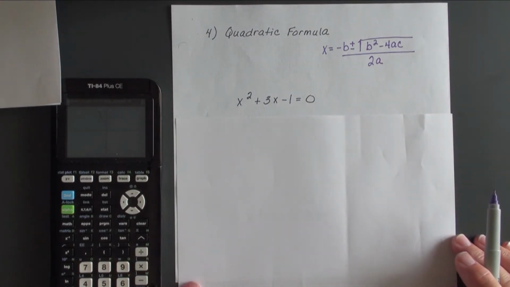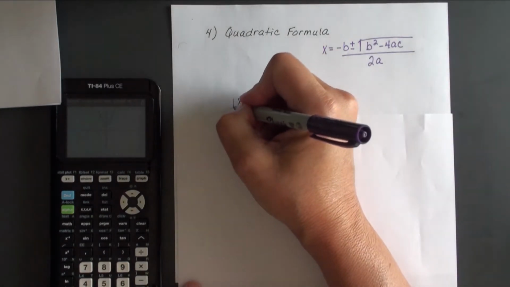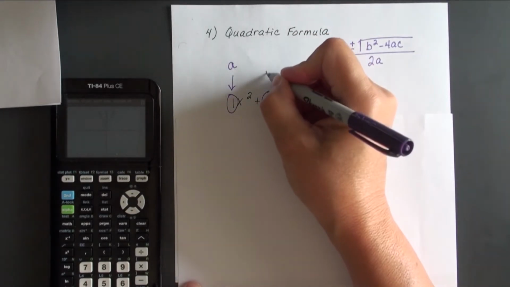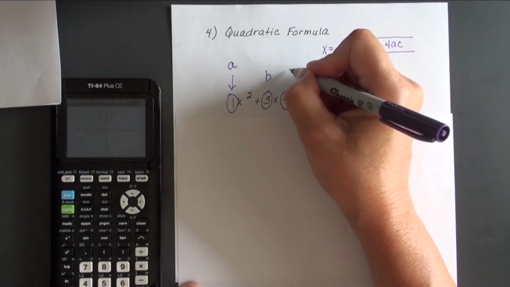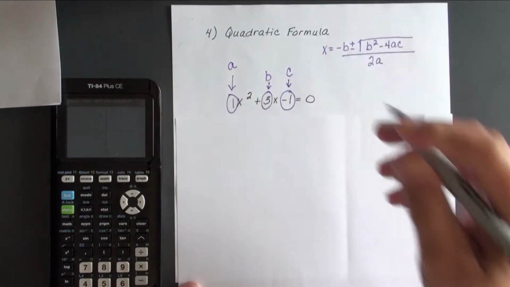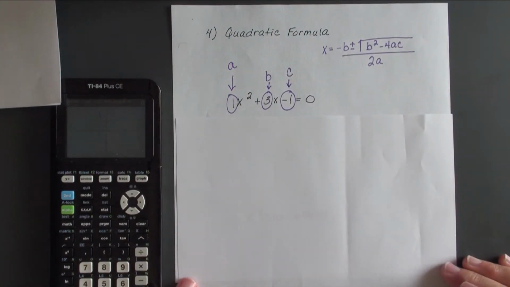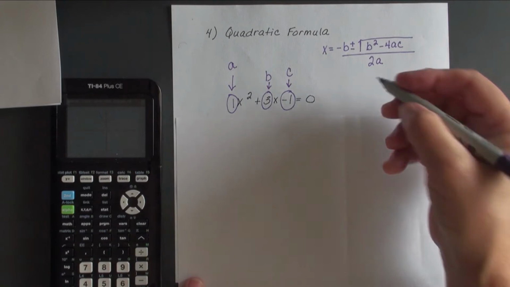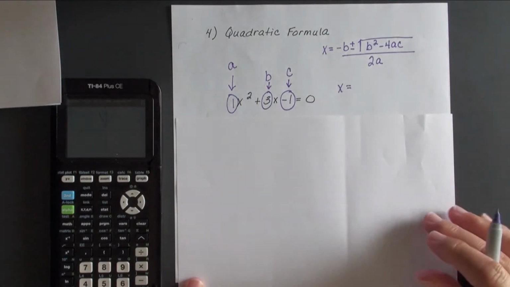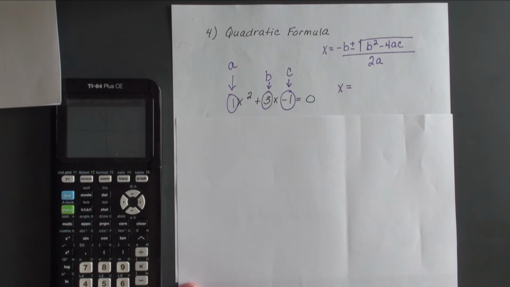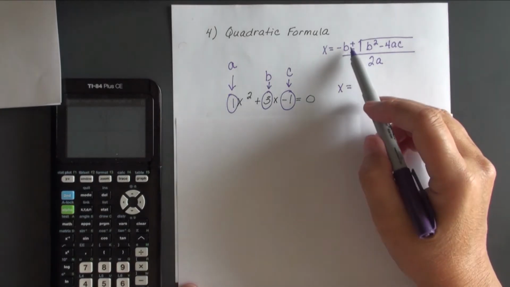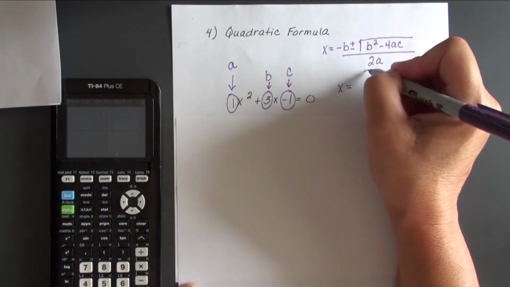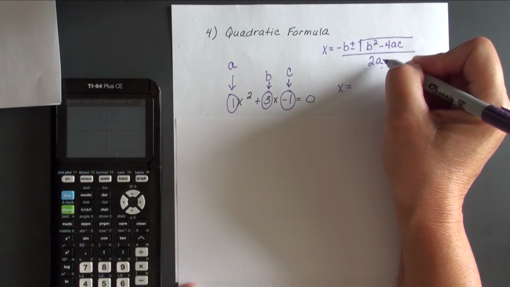And so our a, our b, and our c are our coefficients that we're used to seeing. So in this particular problem, I have x squared plus 3x minus 1 equals 0. And then we just plug in our values into the formula, and then if we need to, we will use our calculator. So x equals minus b. Oh, and by the way, this minus b over 2a, you should recognize that as the formula for the vertex.